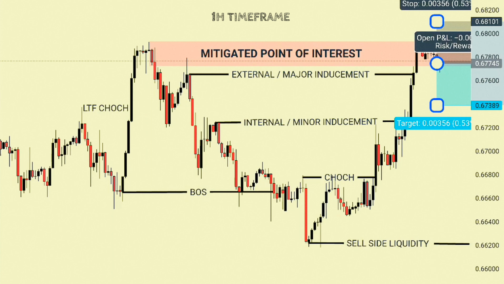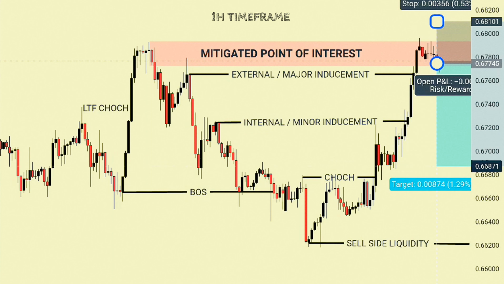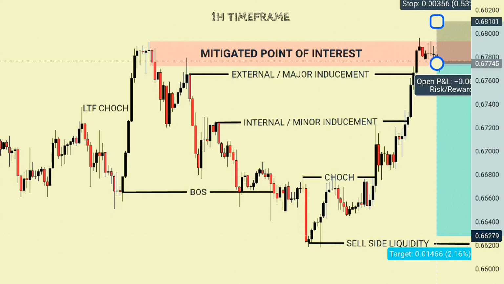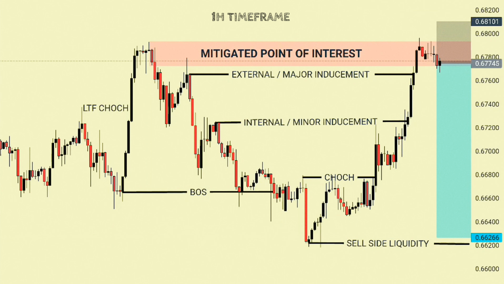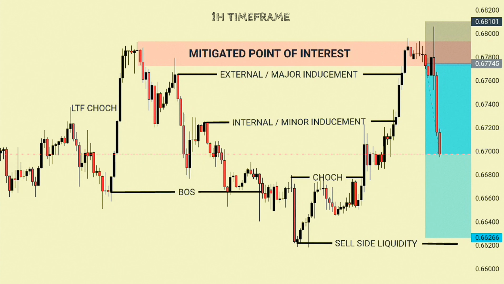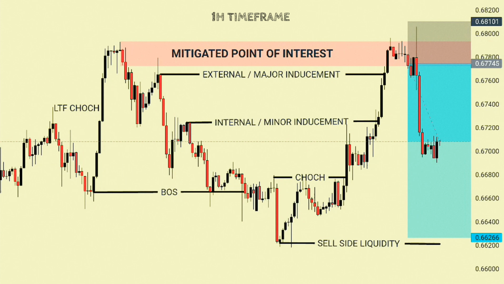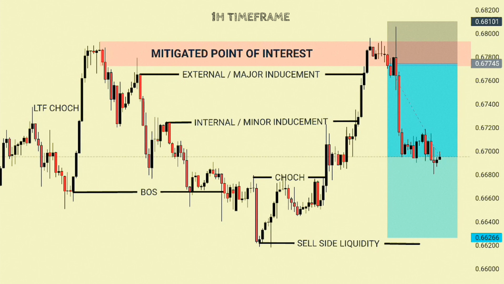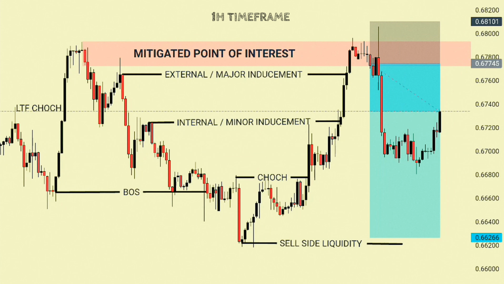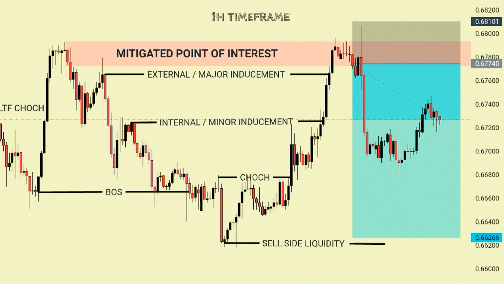Sell trade execution is the process of entering a short position with precision after the market has created and cleared liquidity. On this chart, after the low time frame change of character, break of structure, internal and major inducement, price reaches the mitigated point of interest, which becomes the optimal zone for execution. At this level, price has trapped breakout buyers and swept stop losses, creating a high probability setup. Entering here allows us to align with institutional order flow, trade with liquidity, and reduce risk.